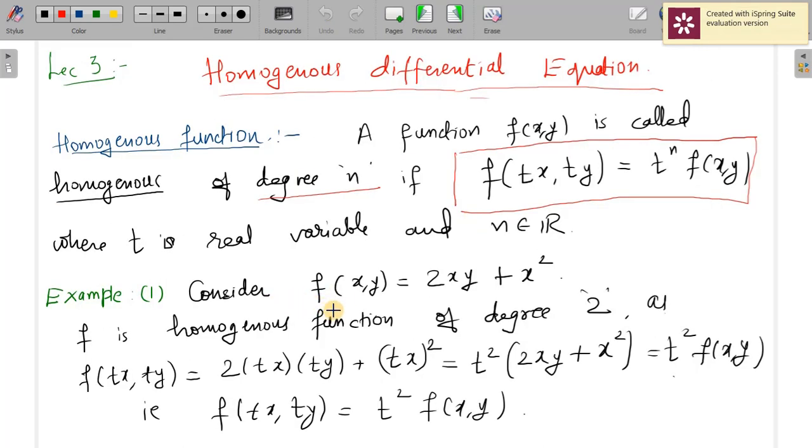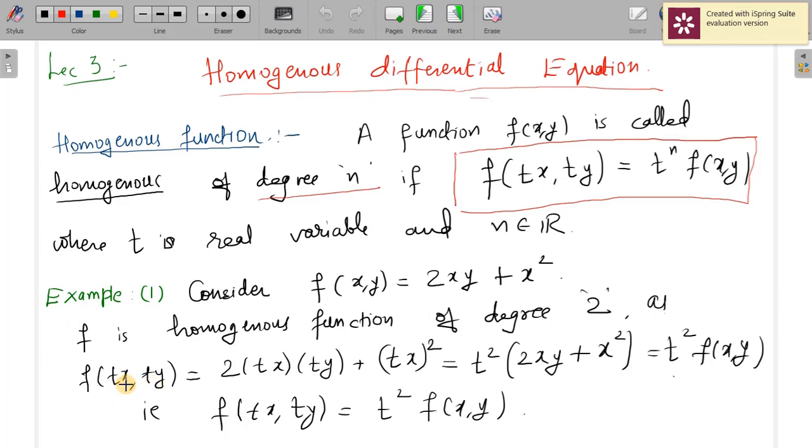First example, f of x comma y is equal to 2xy plus x square. Okay, now what we will do is that in this function we will simply replace x by tx and y by ty, and we will see if we can write it as t to some power into f of x comma y. So for that we need to check this f of tx comma ty.